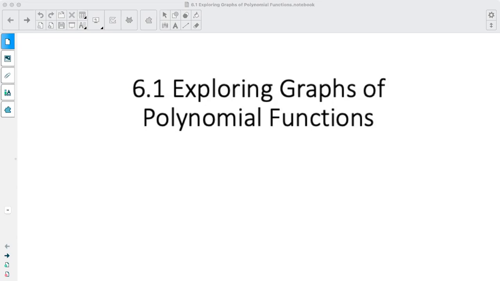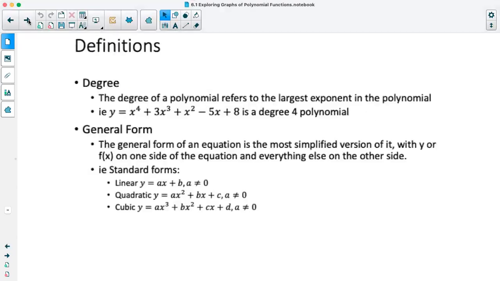Hi, today we're starting to look at chapter 6. So in 6.1, we have exploring graphs of polynomial functions. So we'll start out with a couple definitions.